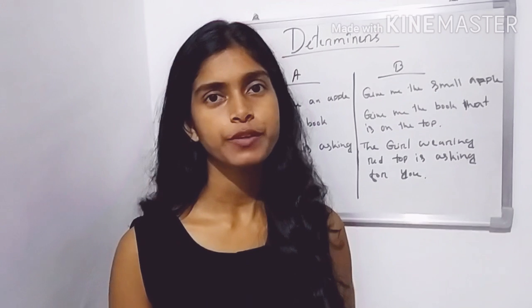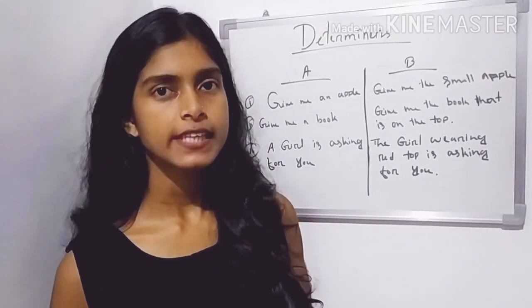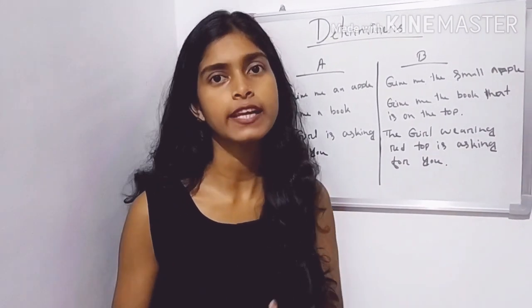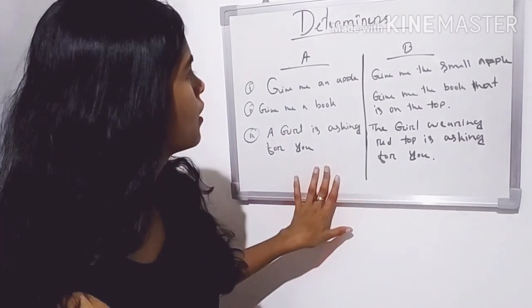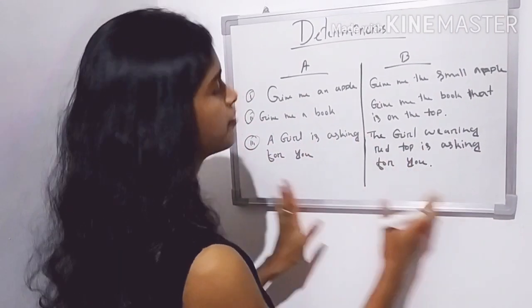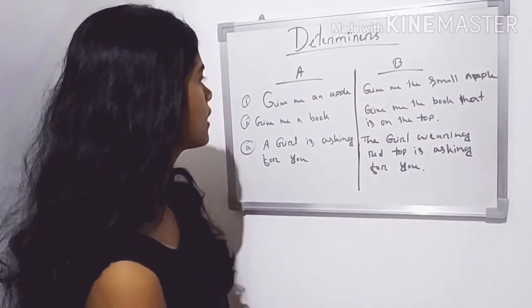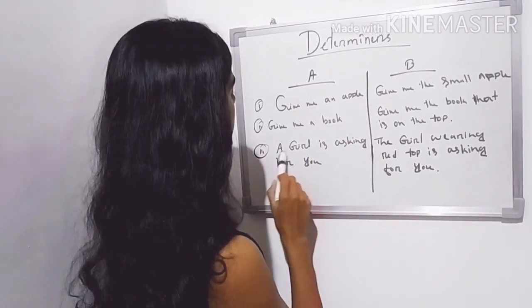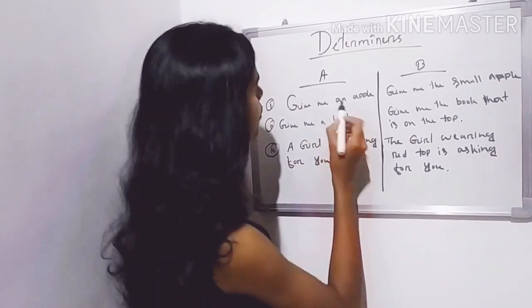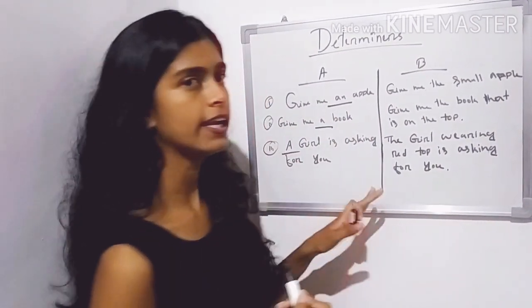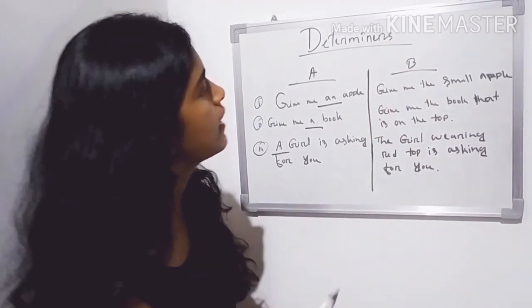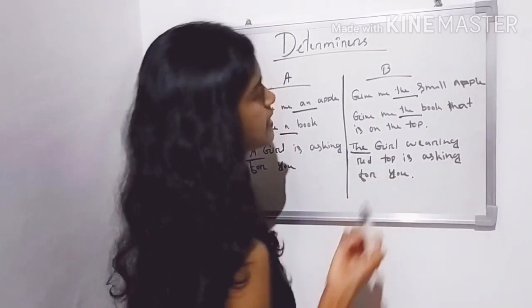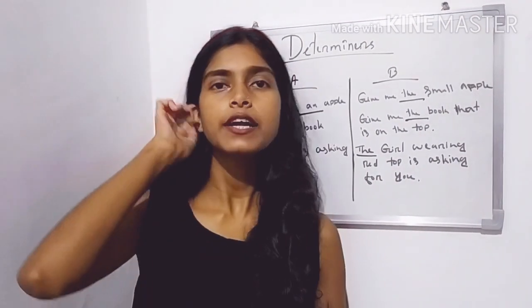I want to start with the types of determiners. To discuss the types, I have already written some sentences here so that the types of determiners come out clearly in front of you. We have two divisions here, column A and column B. In column A, I have written some sentences: give me an apple, give me a book, a girl is asking for you. In column B: give me the small apple, give me the book that is on the top, the girl is asking for you. In column A we are using a and an, and in column B, we are using the.